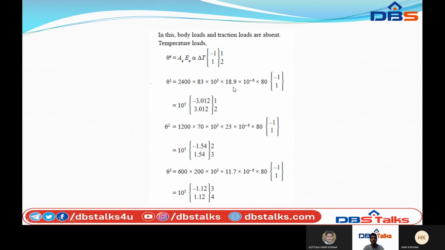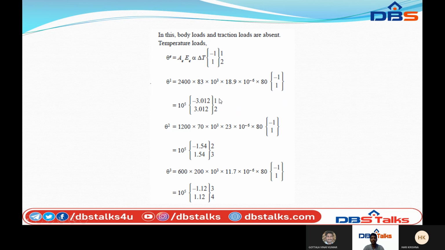Next, alpha, the thermal coefficient for the first element, is 18.9 into 10 power minus 6. Temperature gradient will be applicable for all elements, which is 80, times minus 1, 1. The values will be 10 power 5 taken common, minus 3.012, 3.012.